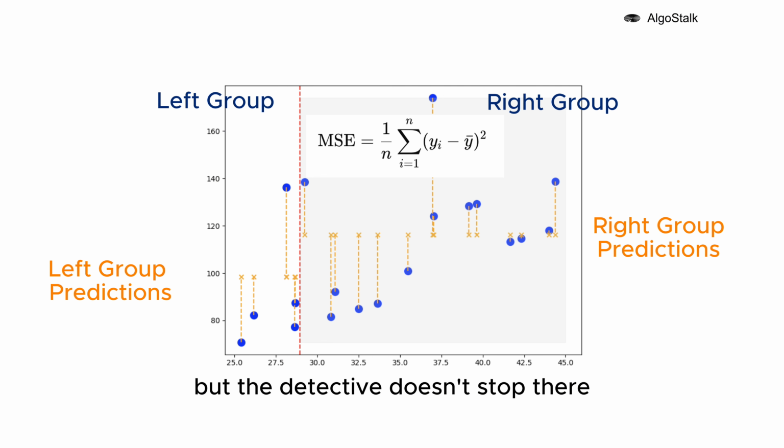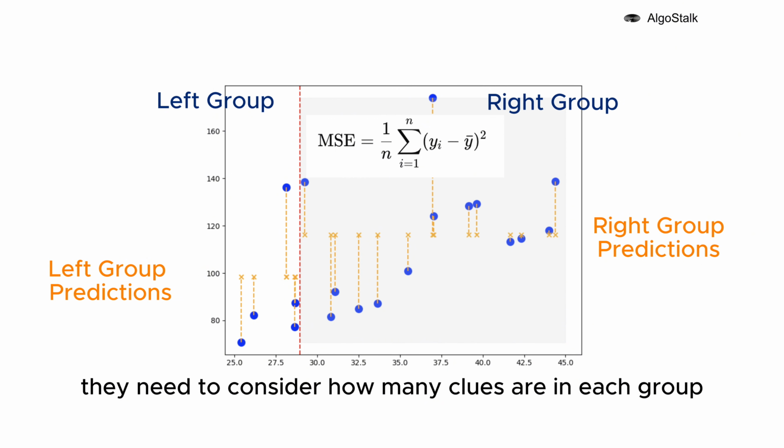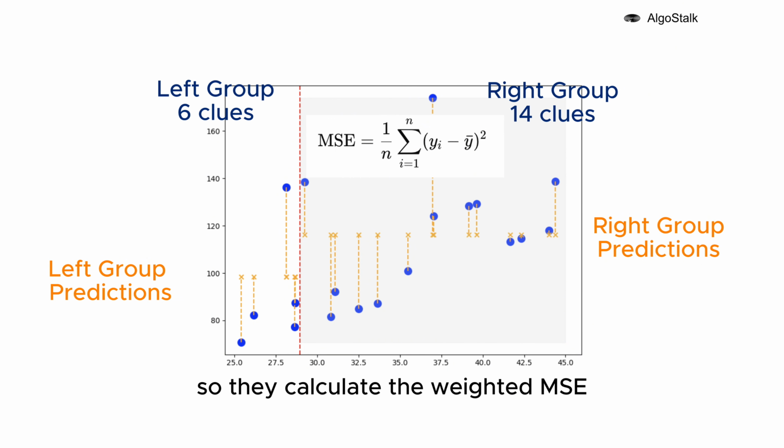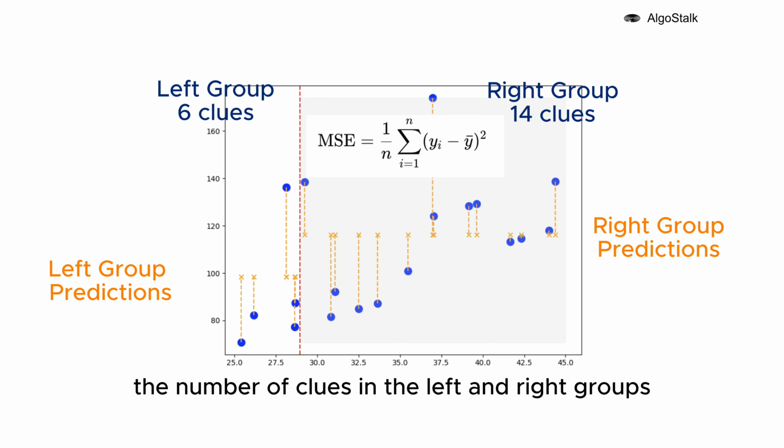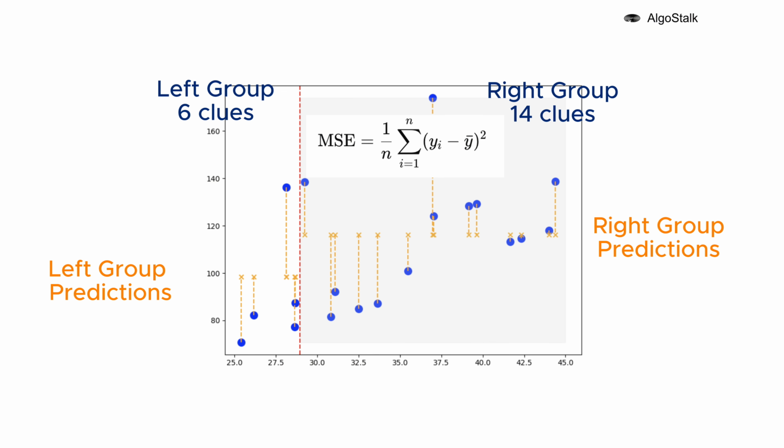But the detective doesn't stop there. They need to consider how many clues are in each group. So, they calculate the weighted MSE, which takes into account the number of clues in the left and right groups. Here's the formula they use.